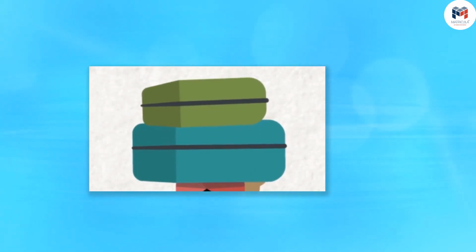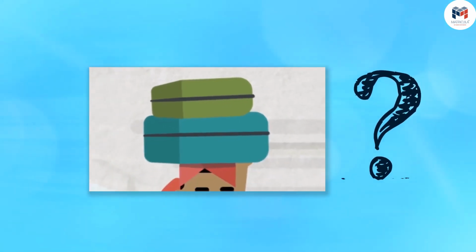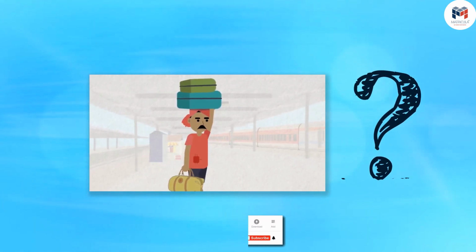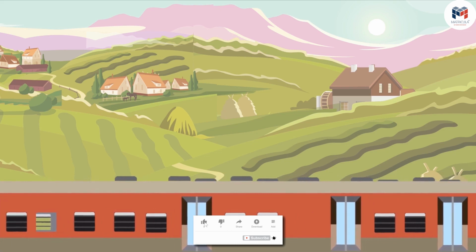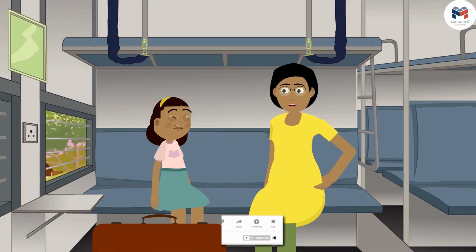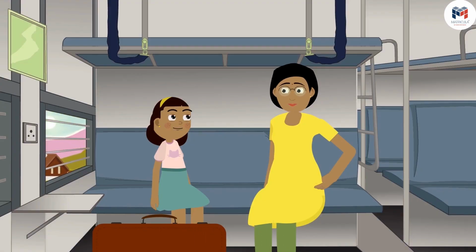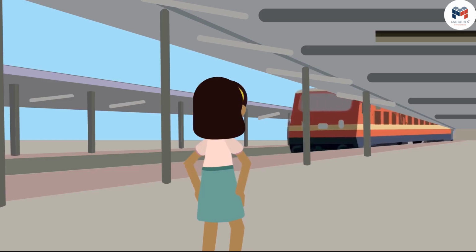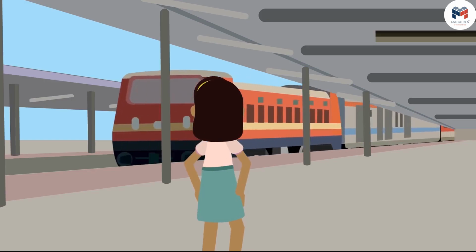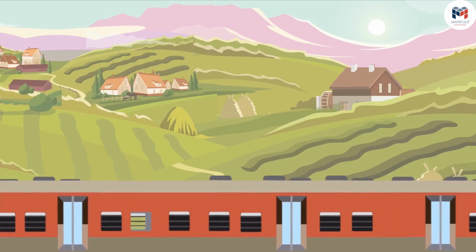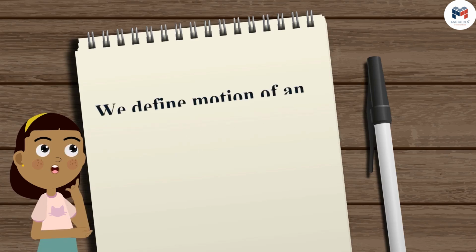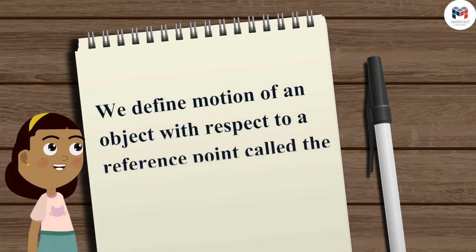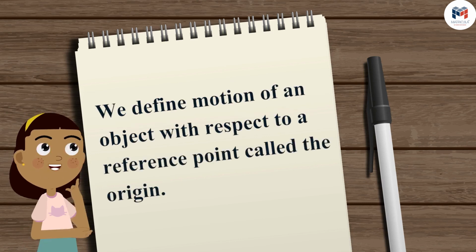But sometimes, it isn't simply clear whether the object is in motion or not. For example, if you are traveling on a train, a person sitting next to you is stationary, according to you. But for someone standing on the road, observing the moving train, the same person is in motion. Why do you think this happens? It is because we define motion of an object with respect to a reference point called the origin.